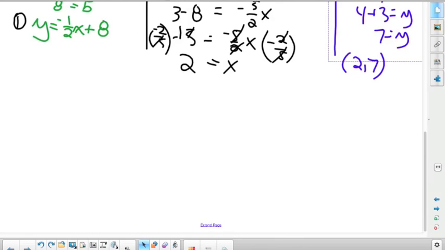Because if I multiply a fraction with its reciprocal, I'm always going to get 1. So if I have a fraction, a over b, if I multiply by b over a, I'm always going to get 1. Because I want a 1 in front of my x. Right? I want to isolate for x.